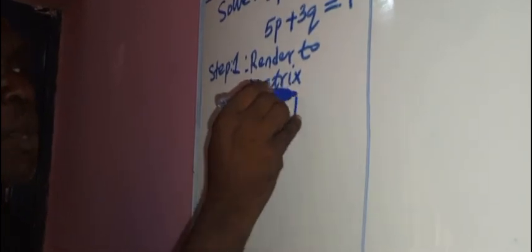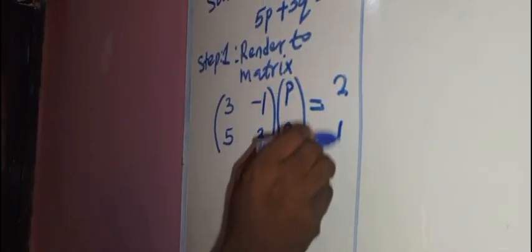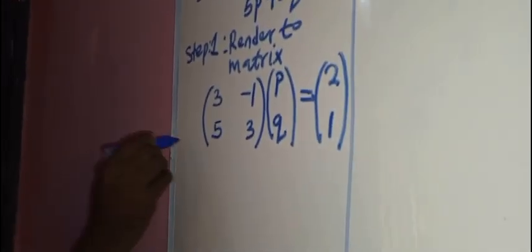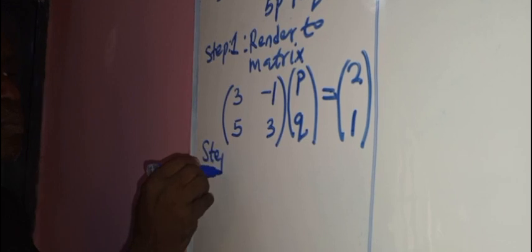Now, what are we looking for? P and Q. So P on top, Q below, in matrix form. Then the result equals the result. You put the 2 and 1 also in matrix form. That's step 1. Now, step 2.